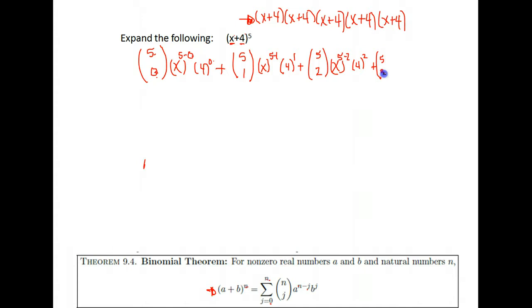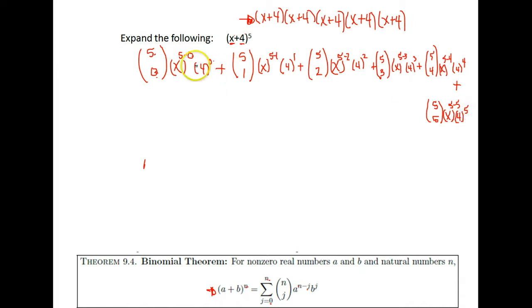plus 5, 3 now. That gives us x to the 5 minus 3, and then 4 to the third. I'm going to run out of room here, darn it. Next would be 5 with a 4. So notice we're going up by 1 each time. x to the 5 minus 4, and 4 to the fourth. Plus, oh darn it, I'm going to have to put this down here, which is really ugly, I apologize. We get to 5. When you get here, this is your last one. When the bottom number is the same as the top, that's your last one that you're going to do. And that would be x to the 5 minus 5, and then 4 to the fifth.